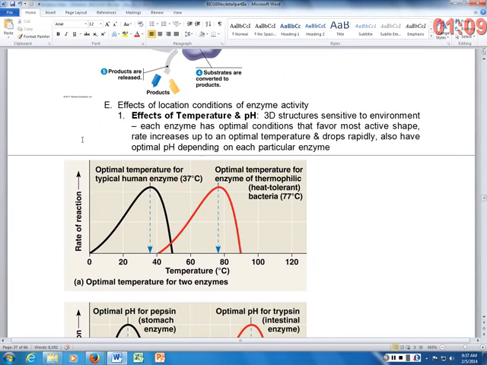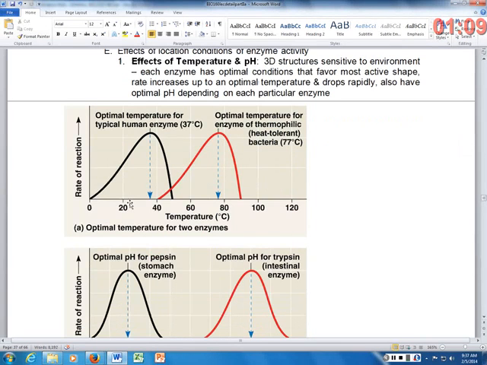So enzyme activity a lot of times depends on temperature and pH because it will affect the three-dimensional structure of the chemical you're starting out with. pH is an easy way to change that, and temperature is an easy way to change that. So a lot of times enzymes are going to have an optimal temperature. Most human enzymes have an optimal temperature of 37 degrees Celsius, your normal body temperature. The optimal temperature for thermophilic, heat-tolerant bacteria is actually a little bit higher.